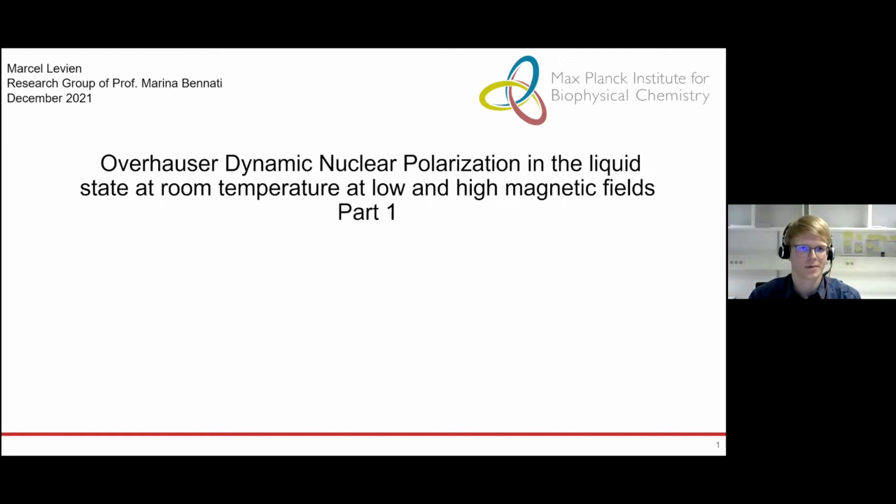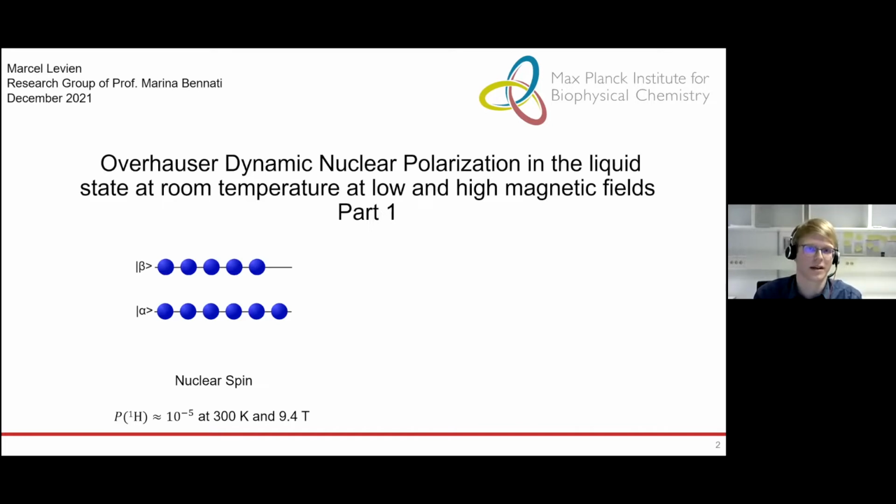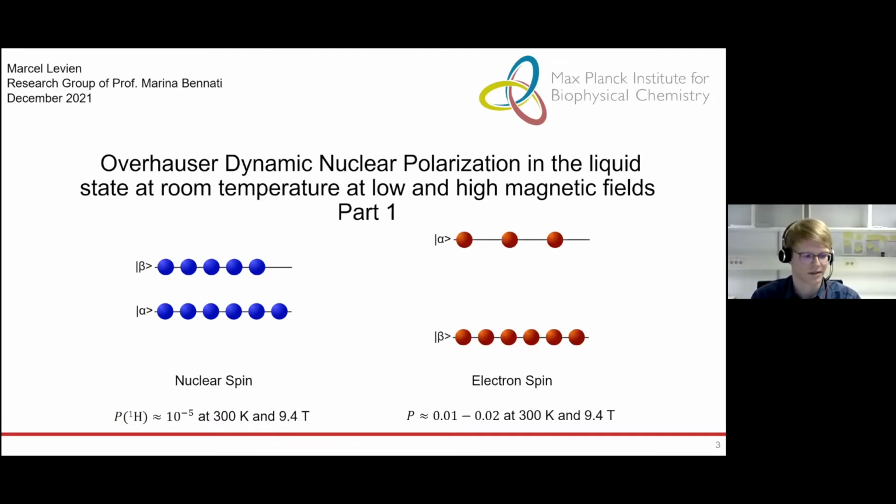So when we want to do NMR experiments, we always have the problem of poor nuclear spin polarization. If you look at the polarization of a nuclear spin at roughly 9.4 Tesla, it's very small. If we compare this at a similar magnetic field to electron spins, the difference is quite clear, and we can see that the polarization of the electron spin is a bit higher. In dynamic nuclear polarization experiments, we usually try to transfer electron spin polarization to nuclear spins to enhance their signals.